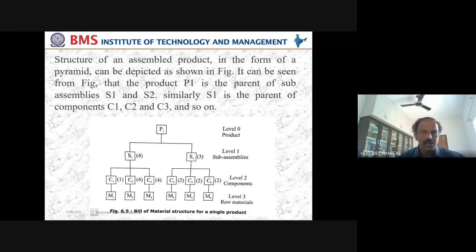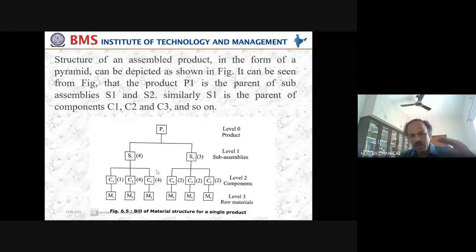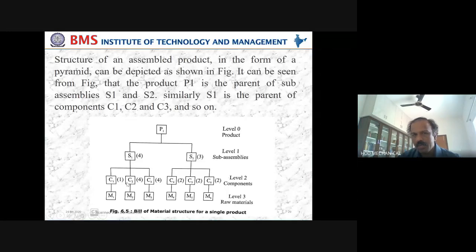Now, the structure of an assembled product in the form of a pyramid can be depicted as shown in the figure. It can be seen from the figure that the product P1 is the parent of subassemblies S1 and S2. Then if you go one step below, S1 is going to become the parent of C1, C2, C3.